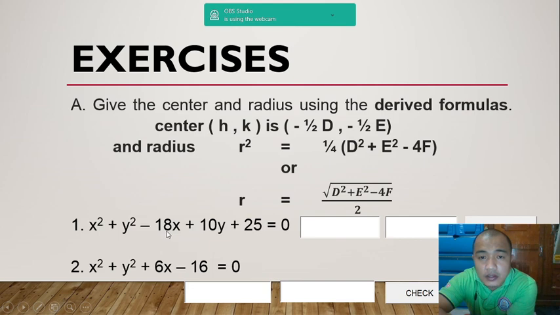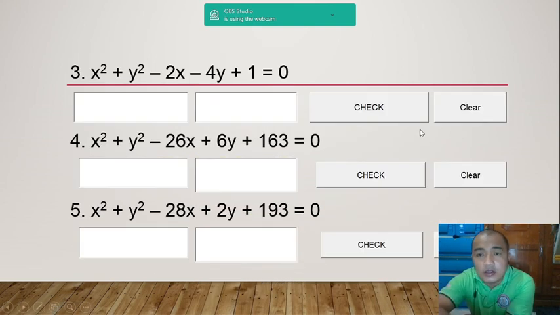Okay, so for number 1, what do you think is the answer? Center is (9, -5). Right? The radius is 9. How about number 2? The center is (-3, 0) because there is no y term. And how about the radius? Radius is 5. Okay? So I think you can verify this. You can answer later on in your scratch paper for your practice exercise, right? I'll just give the answer. And then, you will practice later on your scratch paper on your own. Okay? You can screenshot this also if you want.